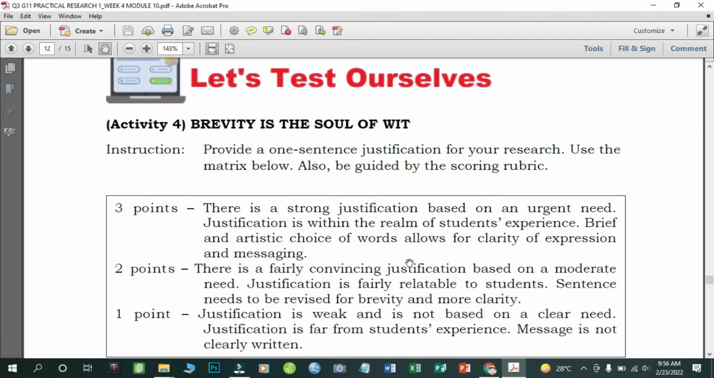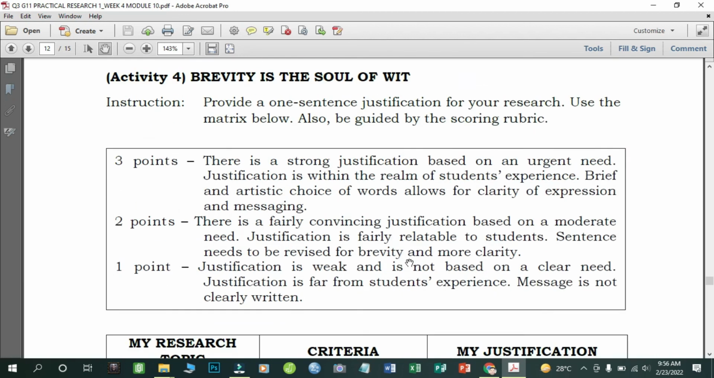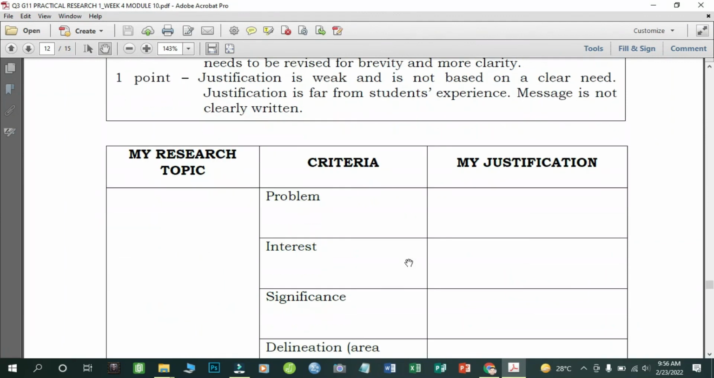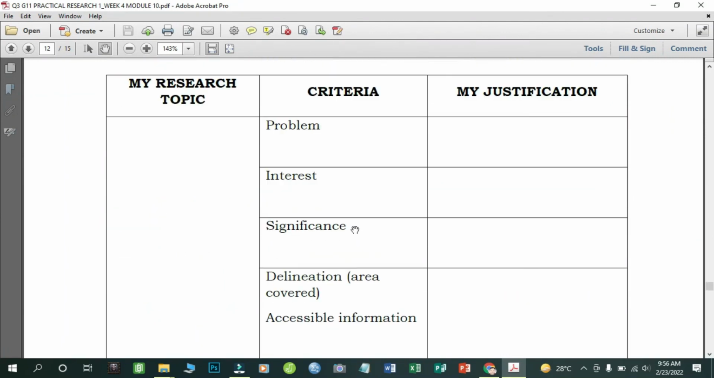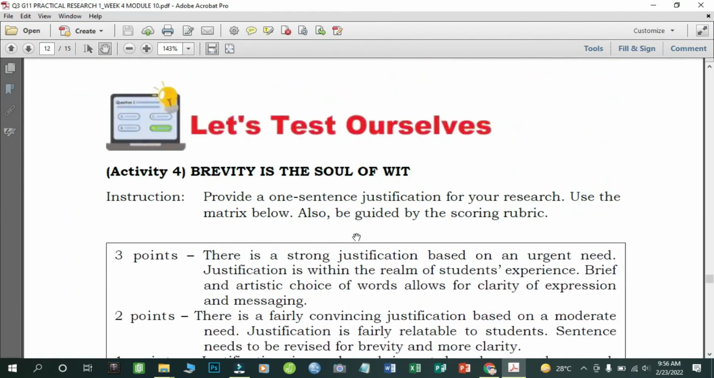Then, okay, let's test ourselves. Brevity is the soul of wit. Provide a one-sentence justification for your research. Use the matrix below as your guide. So, this is the scoring rubric. You follow the same criteria as we had earlier, but now this is about your research project.